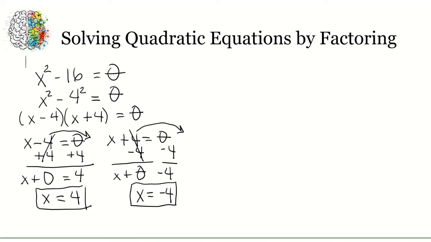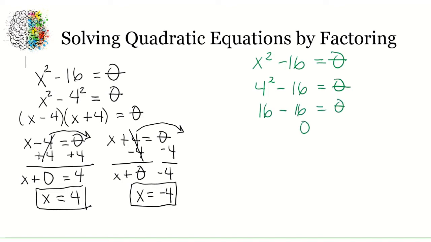So once again, now I want to do the checking. I'm going to go back to my original equation, and I'm going to plug in each of these solutions to see if they are indeed correct. I'm going to start with my 4. So if I have 4 squared minus 16, I want to know if that's really going to equal 0. 4 squared is 16. 16 minus 16 does indeed equal 0.